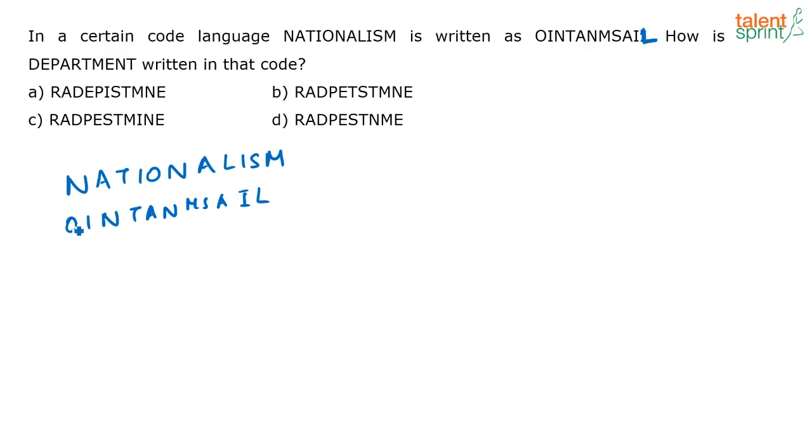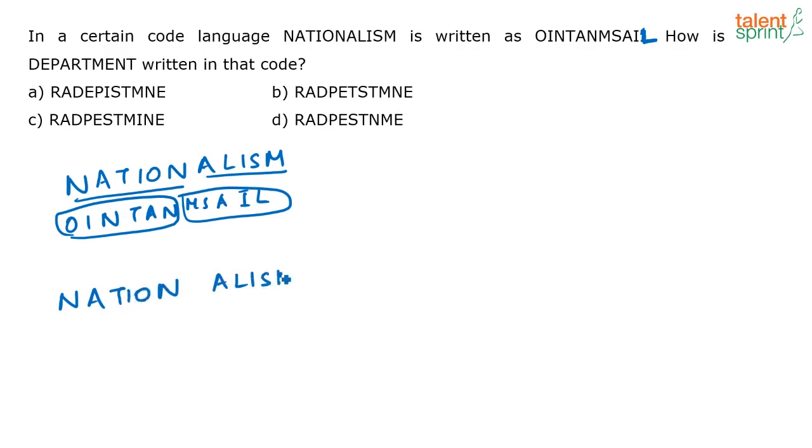If you can see here, there is a word NATION, correct? Then you have ALISM. This word NATION is jumbled up and it is coming like this in the beginning. Then the remaining letters, ALISM, are again jumbled up and coming like this. So we have to find out what is the pattern that they have followed. I'm just writing this down neatly here. Basically, I'm taking this as two words. So this is 1, 2, 3, 4, 5 and 6.